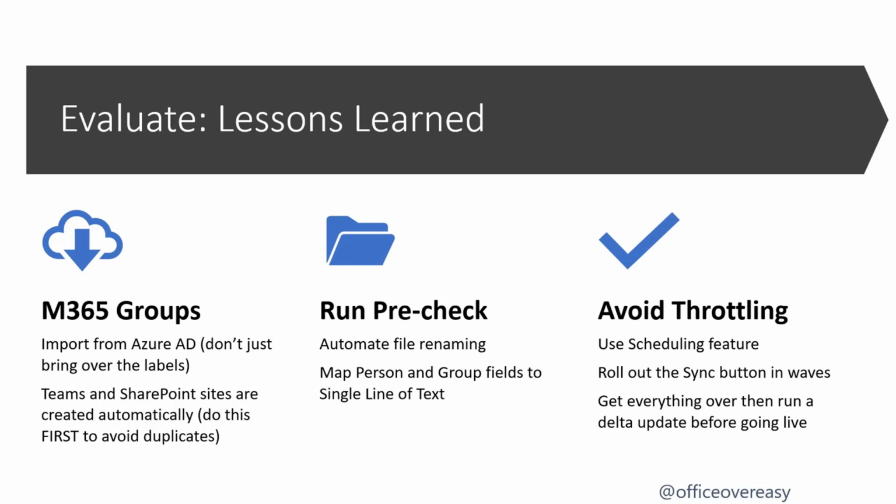M365 groups: import from Azure AD, don't just bring over the labels. Just make sure that those words are said to whoever's in charge of your Exchange migration. Teams and SharePoint sites are created automatically, and that's why I say do this first to avoid duplicate teams. Run pre-check. Pretty much all the tools on the previous slide allow you to do a test run before you actually try it. And that's going to pull out all of the errors. Most of the errors you're going to find are here: either the files have special characters in them or the folder names have special characters in them.